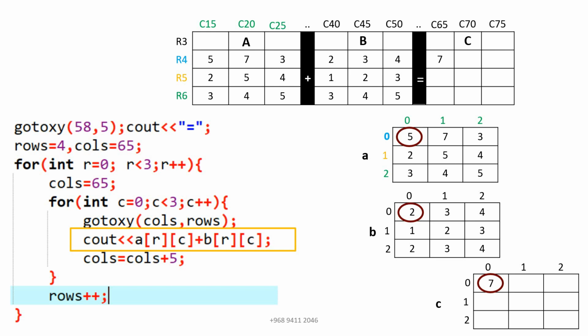Now, it will take the first element of A at position 0,0 and the B array from the same position 0,0. But in the program I will not store the result into array C, I have just displayed it directly at that place. But in this presentation I will show you: 5 plus 2 is 7, 7 plus 3 is 10, 3 plus 4 is 7, 2 plus 1 is 3, 5 plus 2 is 7, 4 plus 3 is 7, 3 plus 2 is 5, 4 plus 3 is 7, and 5 plus 4 is 9.